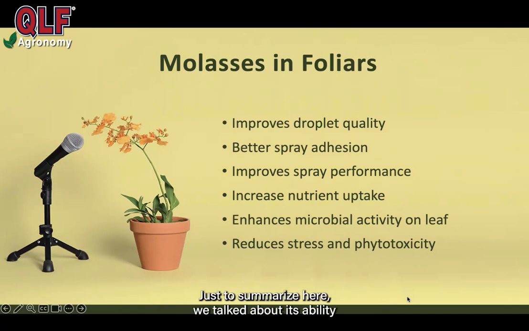Just to summarize here, we talked about its ability to improve the droplet quality, so the density and viscosity of that droplet. We talked about how the sugars can also improve the stickiness, the adhesion of those droplets onto that leaf. That's going to improve target reaching, nutrients reaching the target. It's going to improve uptake. That's going to improve your spray performance. Some of those sugars can also help to improve microbial activity on the leaf. So that's going to help to feed some of the phyllosphere biome.